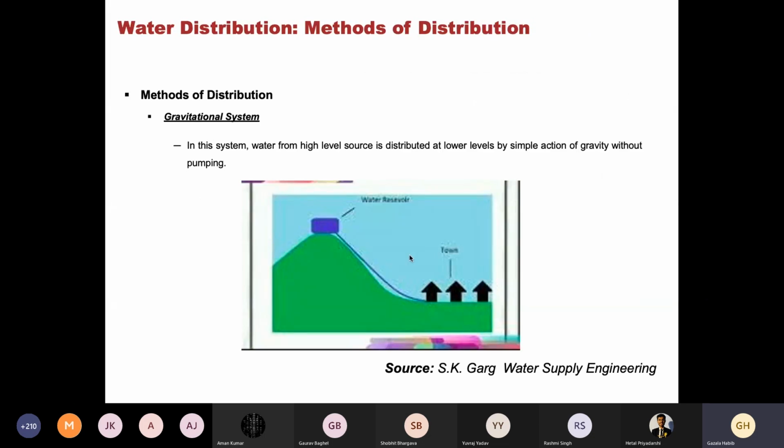Now, distribution method. One method could be just gravitational system. That means we provide the water reservoir on high altitude, and the water will come down with enough pressure and can be distributed in different parts downhill, or at the lower altitude. So this is very natural system. No pumping is required, nothing. But basically this is only good enough for hilly region, not for all the regions.